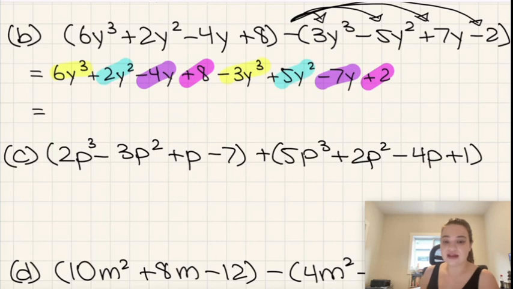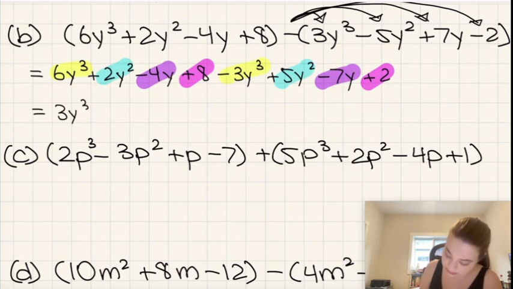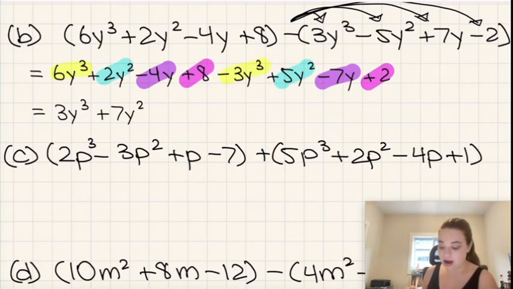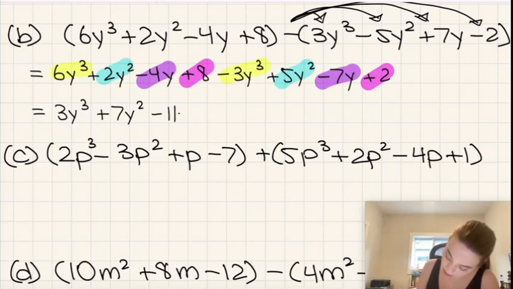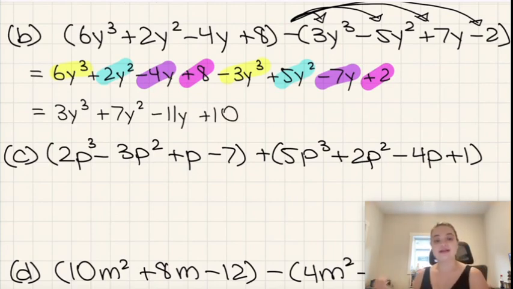So let's first add the yellows. We're going to get 6y cubed minus 3y cubed, which is going to just be 3y cubed. Then we have 2y squared plus 5y squared, which is 7y squared. Then we have negative 4y minus 7y, which is going to be negative 11y. And then 8 plus 2 is 10, like that. And so that's going to be our final answer for part B.